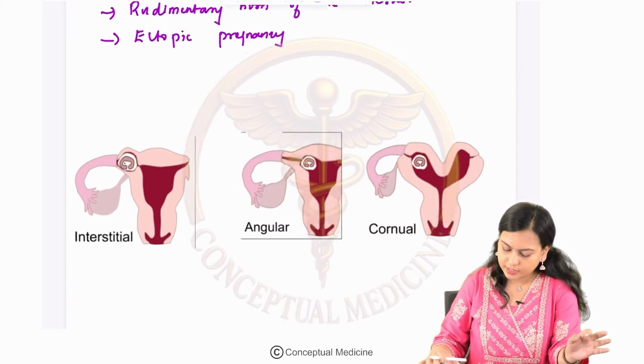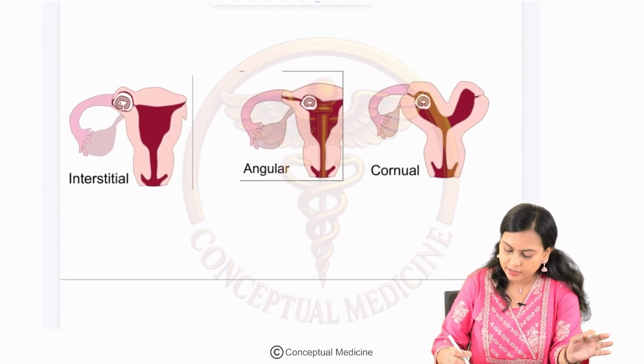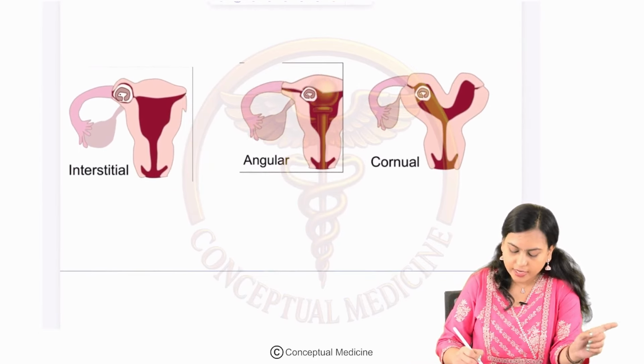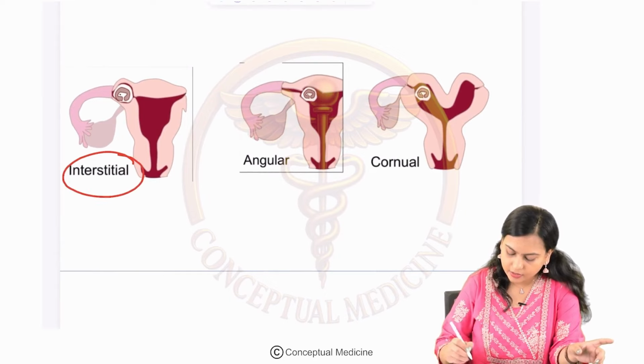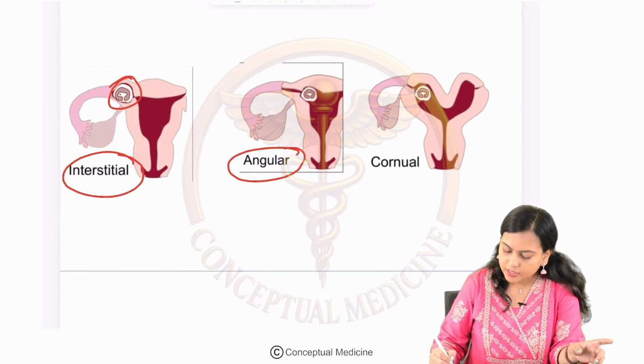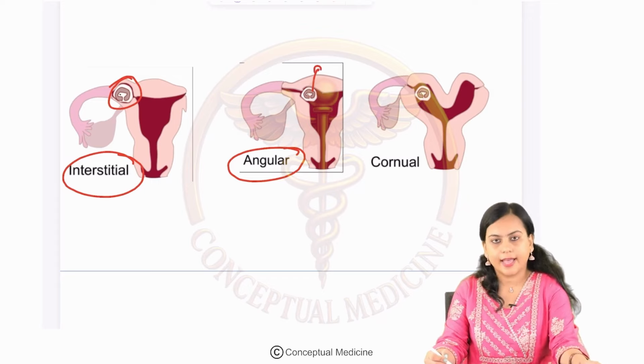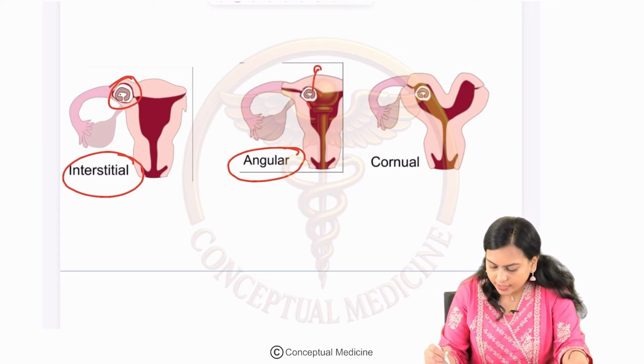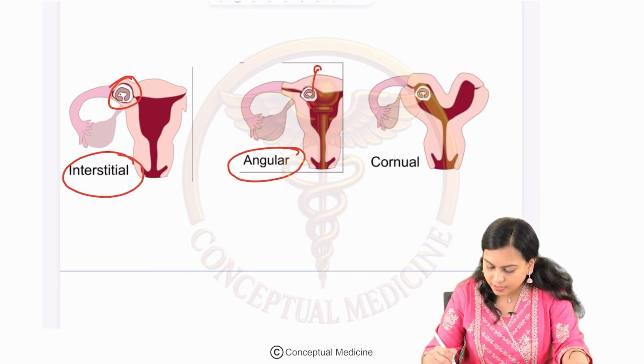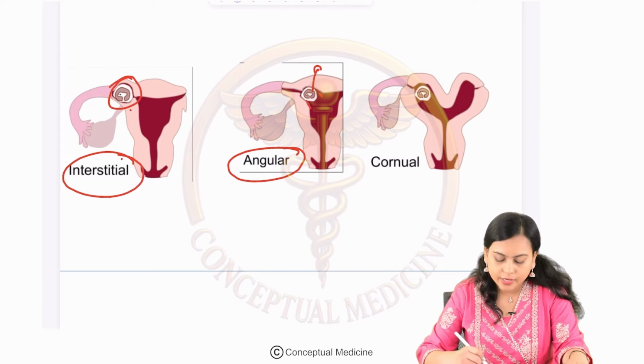Clear? Now we will see the images for better understanding. So this is the interstitial pregnancy. And this is the angular pregnancy. See, it is in the supralateral aspect of the endometrial cavity. And if you take the round ligament, it is medial to the round ligament. Whereas an interstitial pregnancy is lateral to the round ligament.